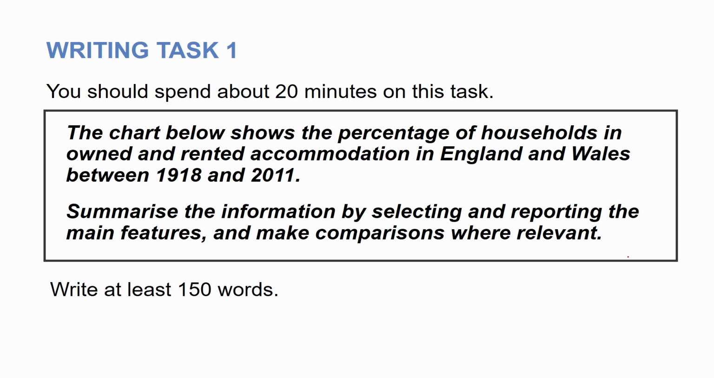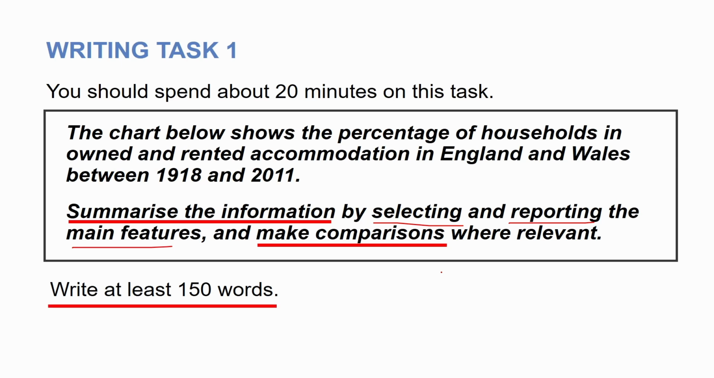So as you know, we have 2 tasks to do. One, to summarize the information. How? By selecting and reporting the main features only, which means we cannot write every single point from the graph. And 2, to make comparisons where relevant. It means we need to compare the data and use the language of comparison. In doing so, we should write at least 150 words to be able to cover all the main features.